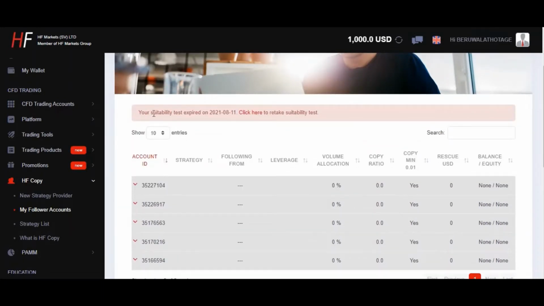So it says your suitability test expired on August 11th, so click here to retake the suitability test. The suitability test is, as per their rules and regulations, that they want to know the investor has a little knowledge about forex trading and what he's going to do, because if the person has no knowledge about what he or she is going to do, there is a risk of losing funds. So they're asking for a small suitability test to be carried out. I will click here to do my suitability test. I have already clicked.